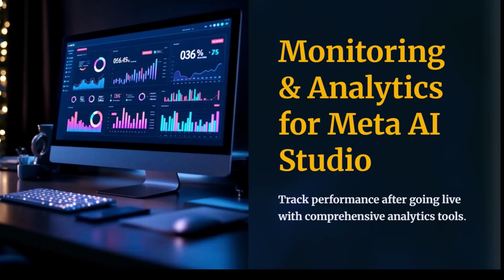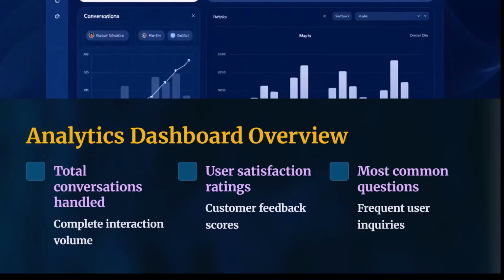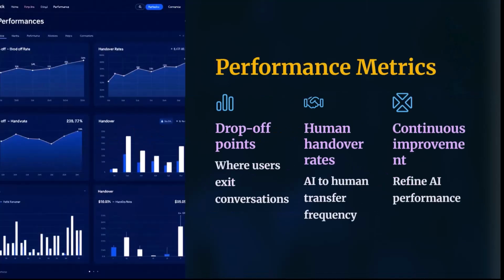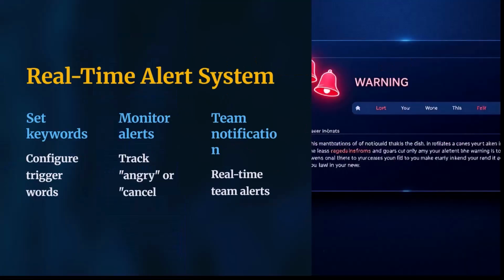Section 11. Monitoring and analytics. After going live, it's important to track performance. Head over to the Analytics tab in Meta AI Studio. Here you'll see total conversations handled, user satisfaction ratings, most common questions, drop-off points, and human handover rates. This data helps you refine your AI, spot issues, and continuously improve the user experience. You can even set alerts for specific keywords, like angry or cancel, to notify your team in real time.